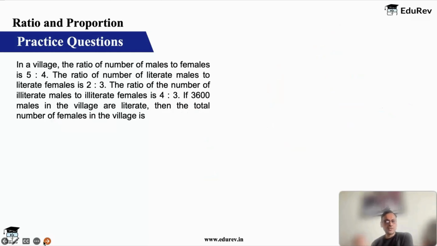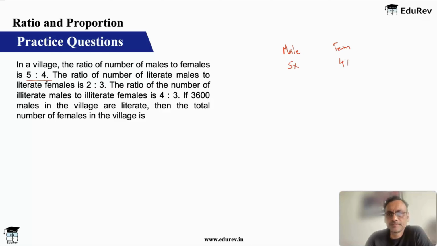Okay, this again is a CAT question which came last year. Very interesting question. In a village, the ratio of the number of males to females is 5:4. So I have male, I have female: 5x, 4x. The ratio of the number of literate male to literate female. Basically they have now to be divided into literate and illiterate. So literate and illiterate.